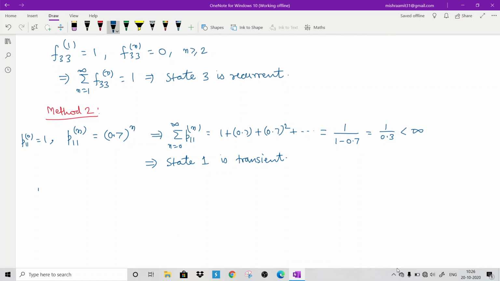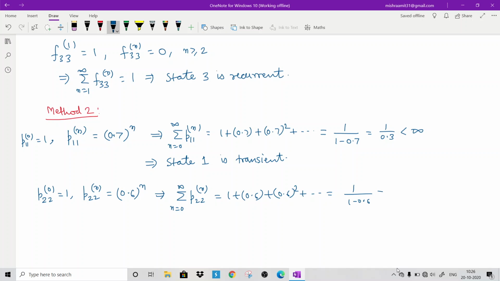Similarly, you can see for other states. If you focus upon P220, that will be 1. For P22 in n steps, what is the probability? That is nothing but 0.6 to the power n. So this implies that the summation of P22n, n ranges from 0 to infinity, will be 1 plus 0.6, 0.6 square, and so on. So this will be 1 divided by 1 minus 0.6, which is 1 divided by 0.4, which is a finite number. So this again implies that state 2 is transient.